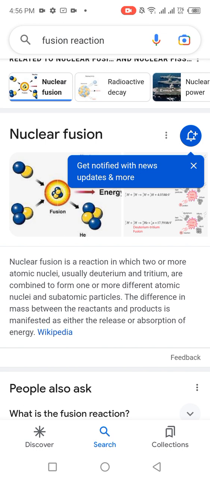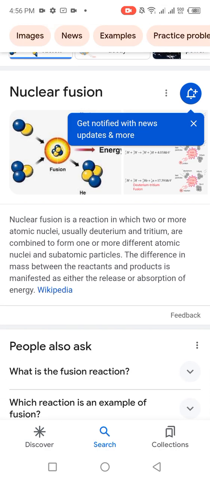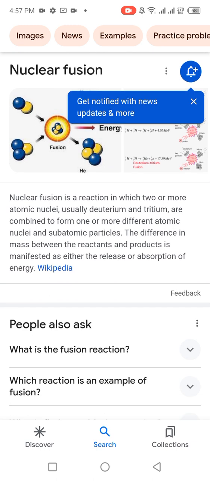Nuclear fusion is a reaction in which two or more atomic level nuclei, usually deuterium and tritium, are combined to form one or more different atomic nuclei and subatomic particles. The difference in mass between the reactants and products is manifested as either the release or absorption of energy.